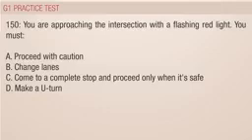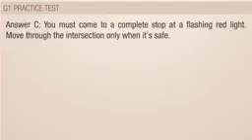Question 150. You are approaching the intersection with a flashing red light. You must: A. Proceed with caution. B. Change lanes. C. Come to a complete stop and proceed only when it's safe. D. Make a U-turn. Answer C. You must come to a complete stop at a flashing red light. Move through the intersection only when it's safe.